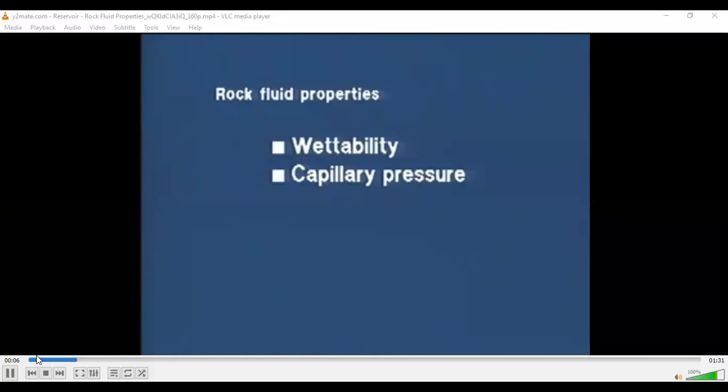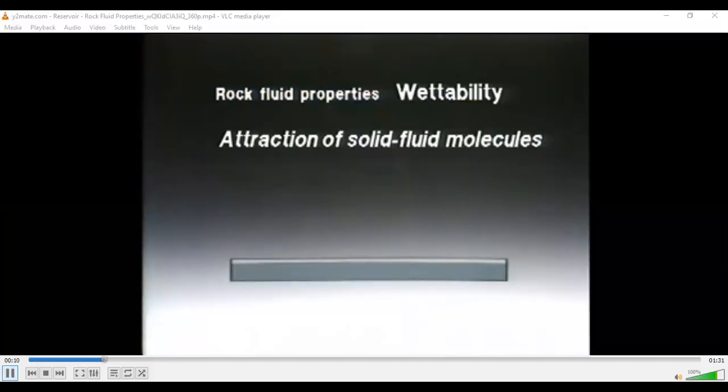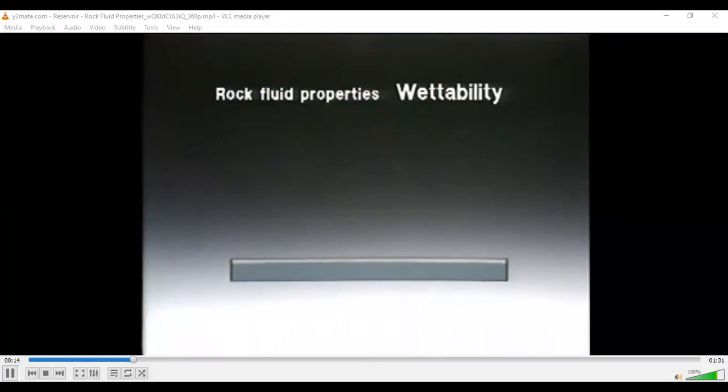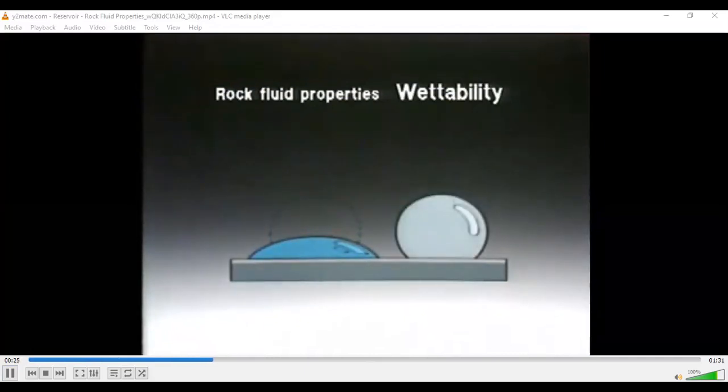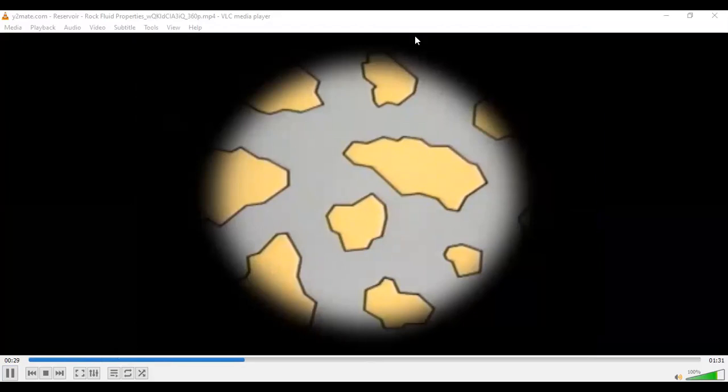Wettability and the capillary pressure, like relative permeability, depend on a relationship between the reservoir rock and fluids. Wettability is a measure of the molecular attraction that solids and fluids have when they come in contact with each other. Thus, we say that water wets a glass surface because it spreads out on contact, whereas mercury does not wet the glass because it tends to bead up on that surface.